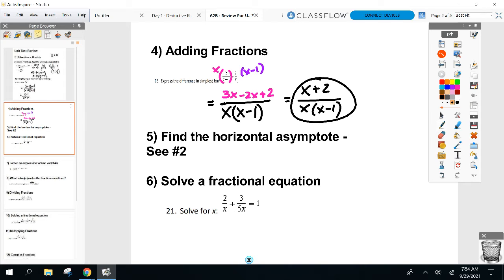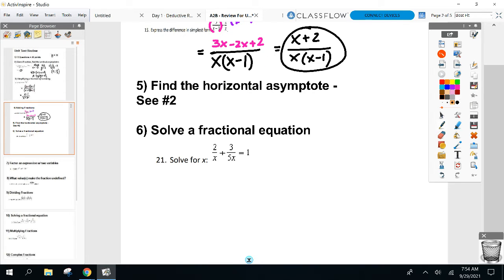Okay, next question is going to be find the horizontal asymptote. I don't need to do another problem with that. Just know your rules. Okay, see the problem we just did a couple of problems ago. All right, next up, we'll be solving a fractional equation. So go to number 21 now. Go to 21.